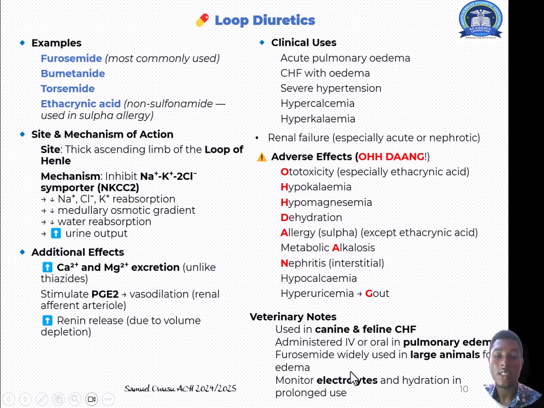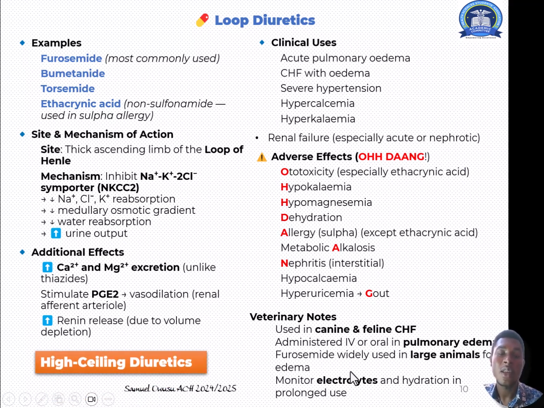You have to monitor the electrolytes and the hydration levels when you put a patient on furosemide for a very long time. Okay, these loop diuretics are known as high ceiling diuretics. Why? Because they are the most potent diuretics. They tend to cause the most diuresis. Okay, so they are high ceiling. They tend to cause the most diuresis, the most effect, the most enhanced effect.